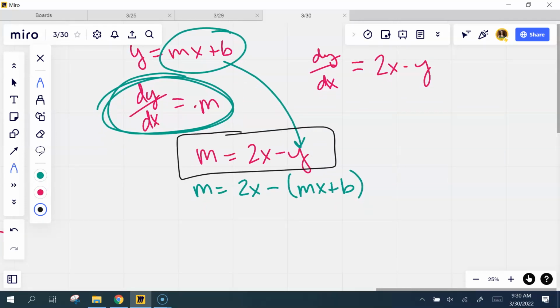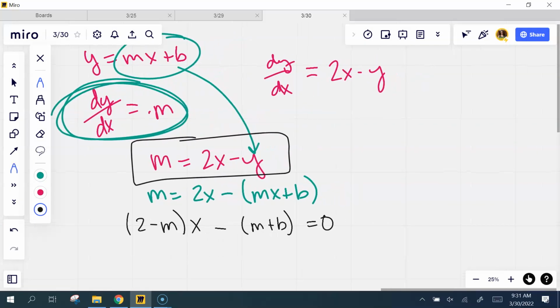You need to find m and b. So here's what they did, and I'm just going to show you what they did. They did (2 minus m) times x minus (m plus b) equals 0. Okay, so let's see. They made everything equal 0. So you got 2x minus mx minus b minus m. They factored an x out of these two.